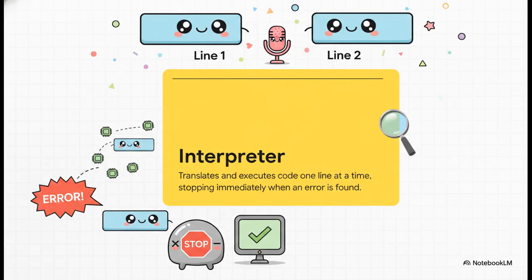Now, an interpreter is completely different. It doesn't do the whole program at once. Instead, it translates and runs your code one line at a time. It's more like a live translator who translates a sentence, then waits for the next one. And this is key. As soon as an interpreter hits an error, the whole program just stops right there.